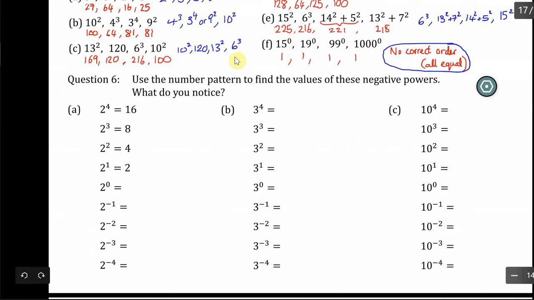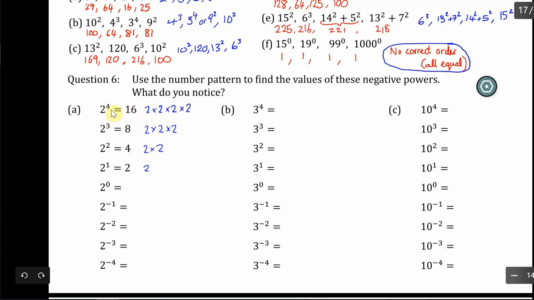The last question on the page is about understanding powers of 0 and negative powers. Until now, we've thought of powers as the number of times that number is being timesed by itself. So 2 to the power 4 is 2 times 2 times 2 times 2. 2 cubed is 2 times 2 times 2, and so on. But as we go down this list, we stop being able to write out 2's. We can't write 0 2's, and we certainly can't write -1 2's or -2 2's, and so on. So we stop being able to represent powers in this way.